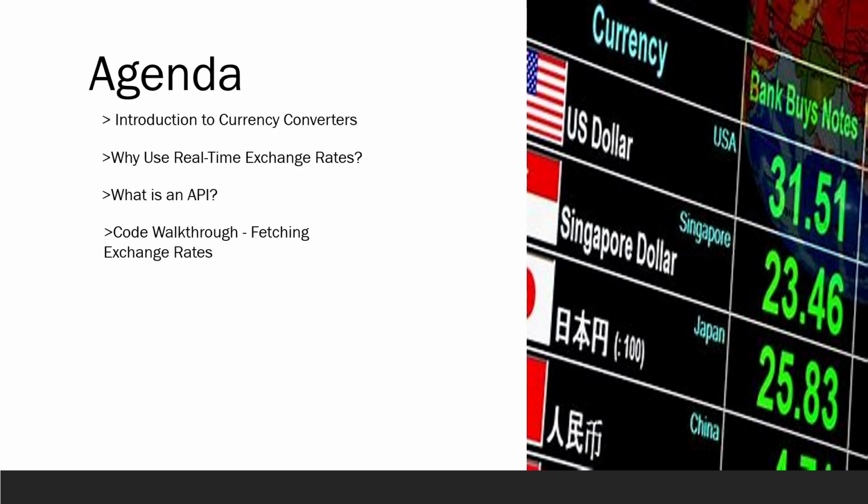Our agenda for today includes an introduction to currency converters, an understanding of APIs and their importance in fetching real-time data, setting up our development environment, walking through the code for the currency converter, wrapping up with a summary and next steps.